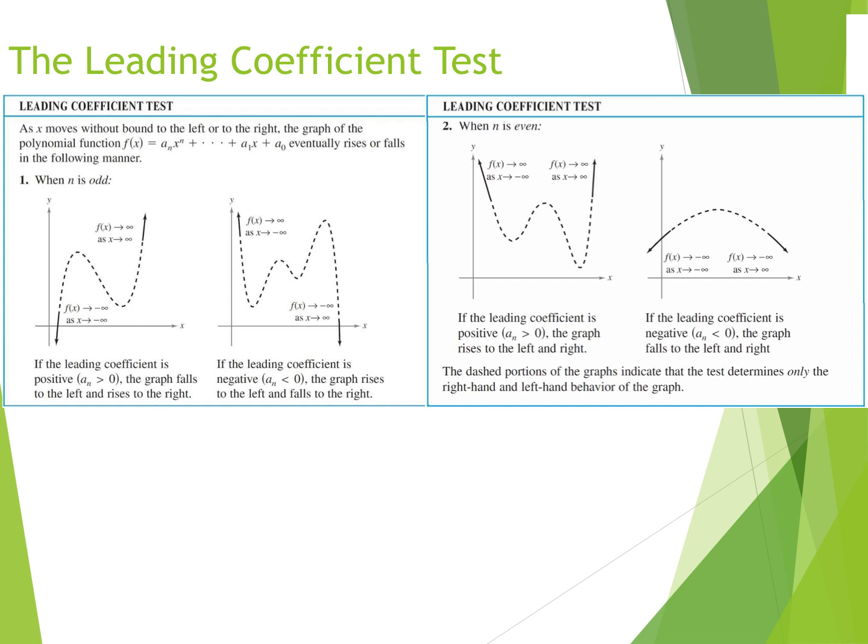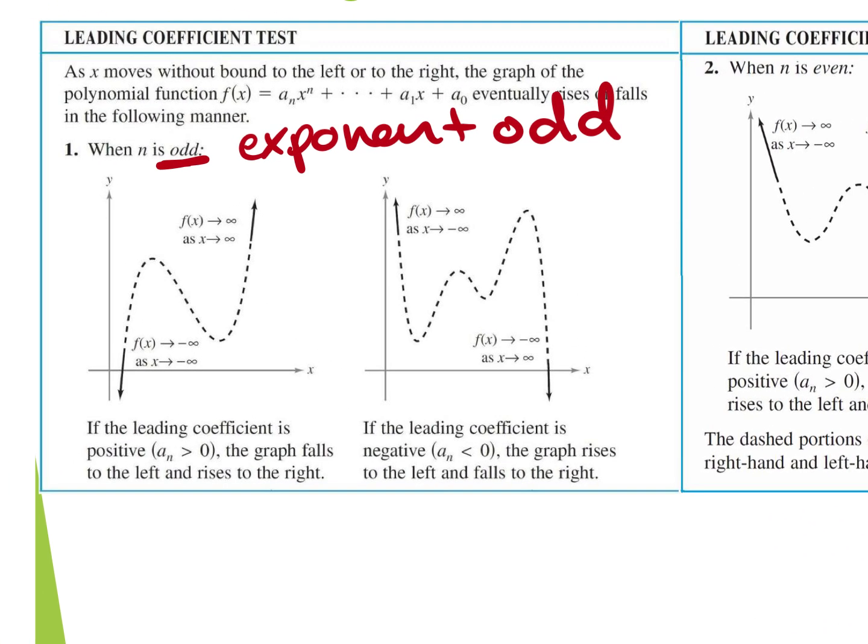Next, we're going to talk about the leading coefficient test. This is going to give us a better idea of how to graph when we have multiple terms, a higher degree polynomial with multiple terms that come after it. So we're looking at our highest degree term. If the exponent is odd, like x to the third, x to the fifth, x to the seventh, whatever it may be, then the end behavior of our graphs, how it starts and how it ends, is going to be in opposite directions.